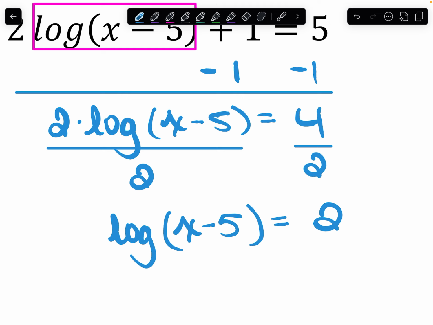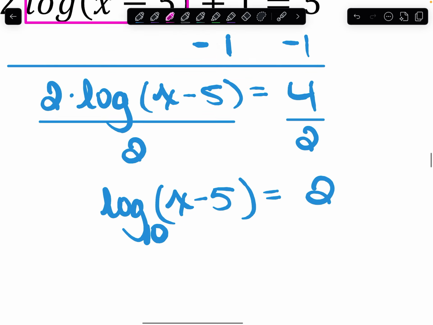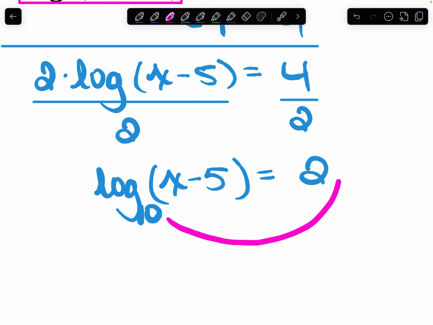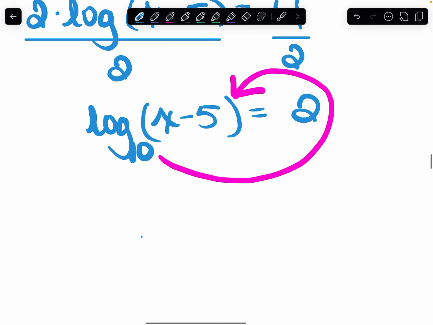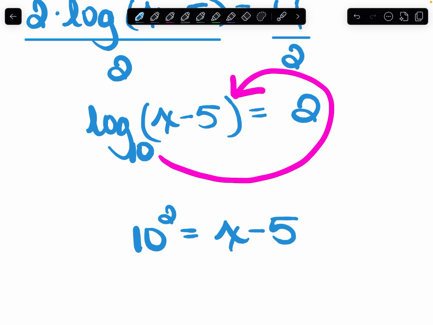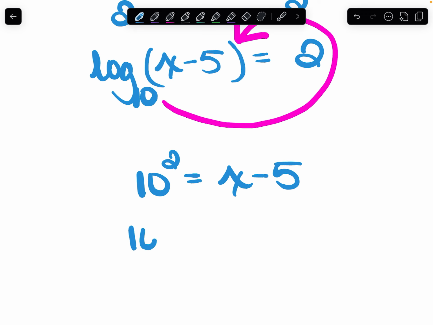So we can go to exponential form. Notice the base on this log is also not written in. Remember, when it's not there, it defaults to a base 10. Write a 10 in there if it helps. And we go around. So 10 to the second power equals the inside, which is x minus 5. So 10 to the second power equals x minus 5. All right, 10 squared, that's 100.